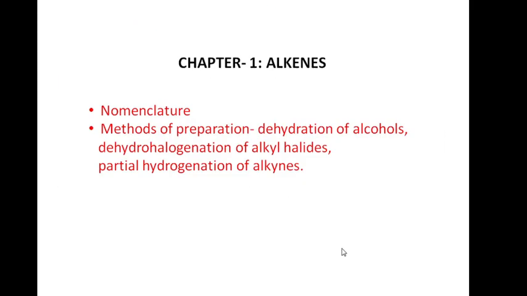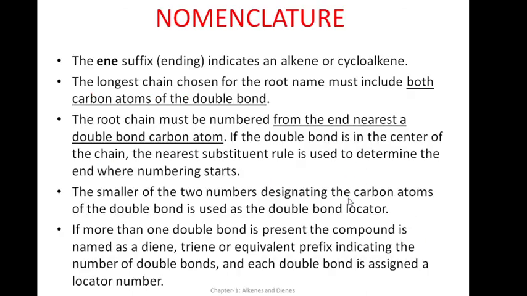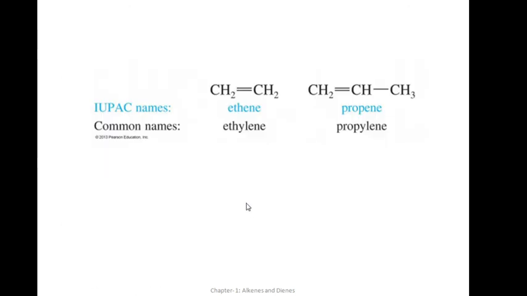A quick summary of what we have seen. We have seen nomenclature of alkenes. Nomenclature is similar to that of alkane, but in alkane we use the suffix ane. Here you're going to use ene. You have to select the carbon chain such that it has the carbon-carbon double bond in it. Start numbering in a way that the carbon-carbon double bond carbon gets the least number. If that double bond is in the center of the molecule, you see that the substituent gets the least number. All other things are going to remain the same.